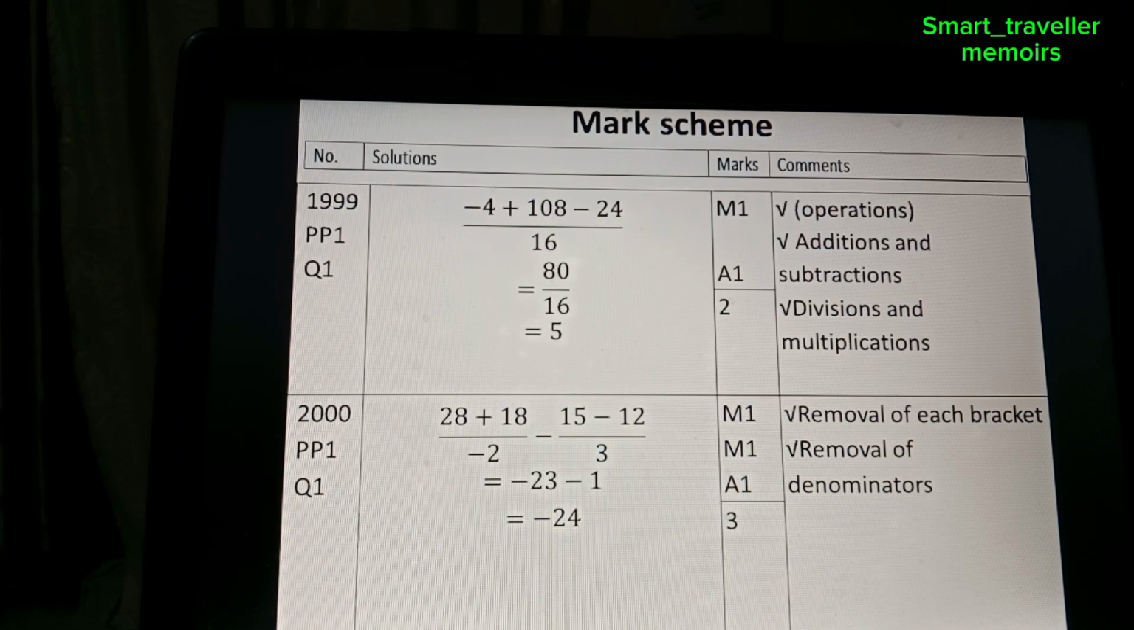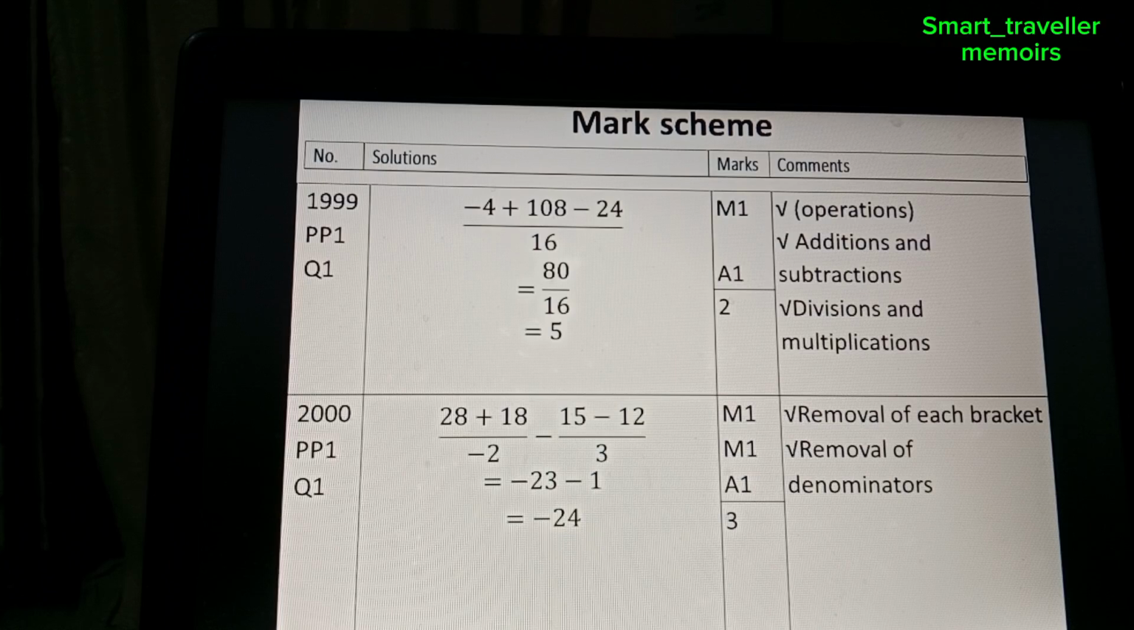Coming to the examination council marking scheme, you have the working there. We work the numerator and the denominator together. Then 80 over 16 is equal to 5. Marks are 2 for method, and then you have the answer. We are marking operations: addition and subtraction, division and multiplication.